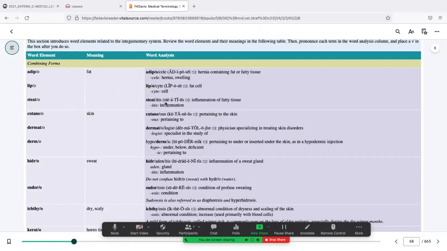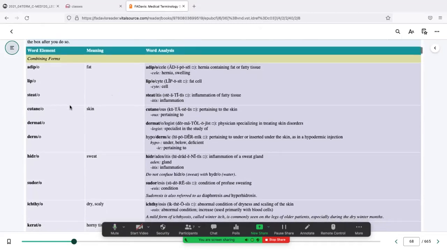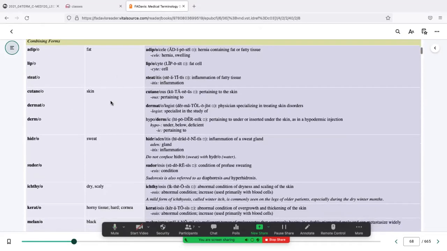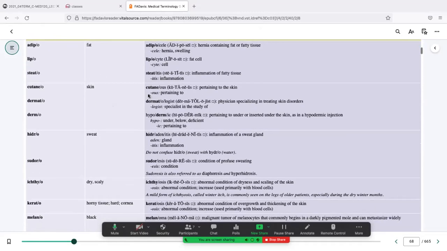Steatitis, inflammation or infection of fatty tissue, because fat, even though it's a nice insulator, and it's just like everything in our human body, it's a living thing that can be infected, and that's called steatitis. Cutaneous tissue, we already learned that in the word subcutaneous, so it's underneath the skin.